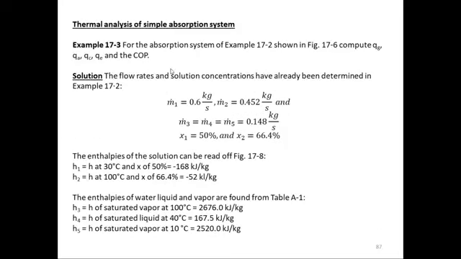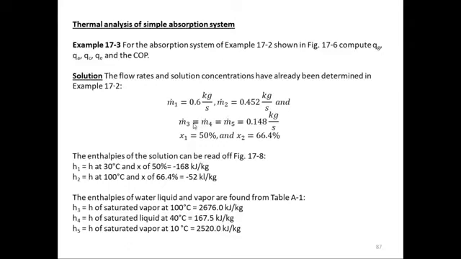Now thermal analysis, that is to find out the enthalpies. The previous example was 17-2, this is 17-3. For the absorption system of example 17-2 shown in figure 17-6, compute QG, that is energy in the generator, QA, energy of the absorber, QC, energy of the condenser, and QE, energy of the evaporator, and the COP of the system. So the flow rates and the solution concentration have already been determined. So we know what is m.1, what is m.2, and what is m.3.